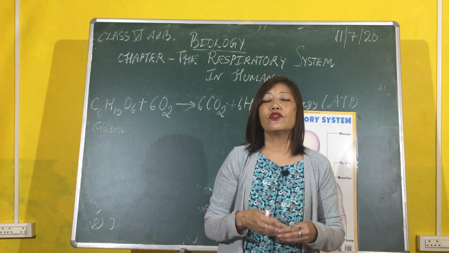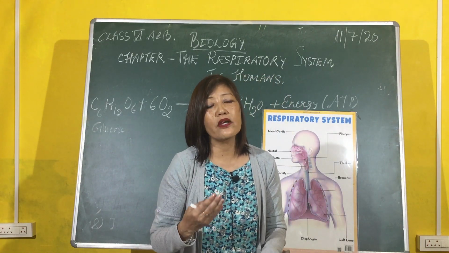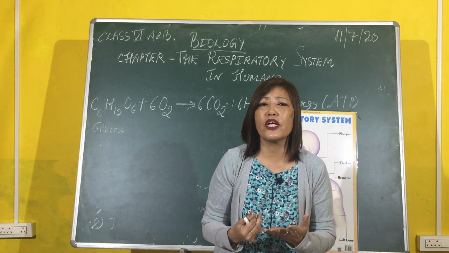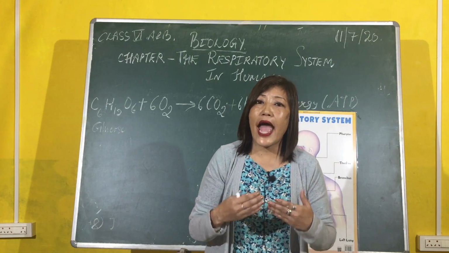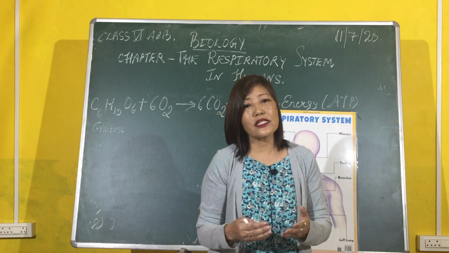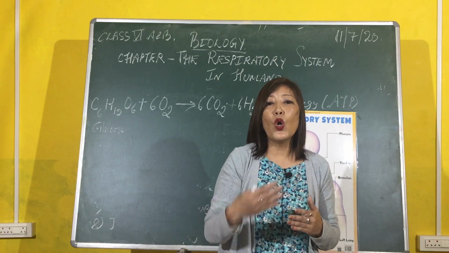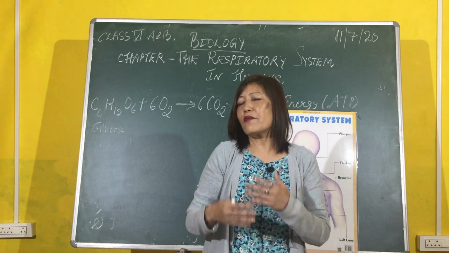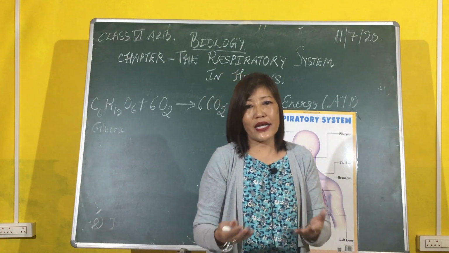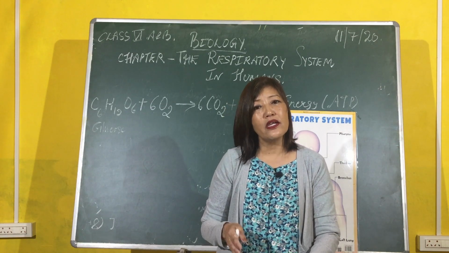Now the next type of respiration is anaerobic respiration. Anaerobic respiration means the respiration that takes place in absence of oxygen. This type of respiration takes place in lower organisms like microorganisms. Let's take the example of bacteria. Bacteria follow this type of anaerobic respiration.